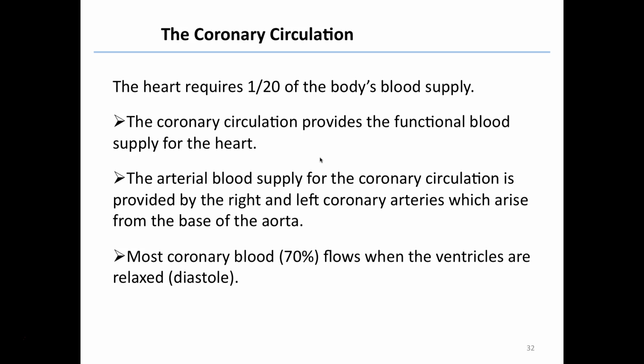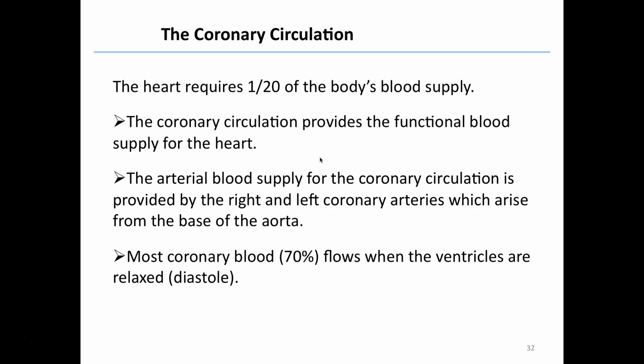The heart is an important structure. It pumps the blood and maintains all those structures and functions we spoke about earlier. So therefore, it needs to supply its own muscle wall. And to do that, the heart requires about 1/20th of the body's blood supply. The coronary circulation provides the functional blood to supply the walls of the heart, the myocardium. So to help the heart to be able to function, to be able to pump, it needs its own blood supply of oxygenated blood.